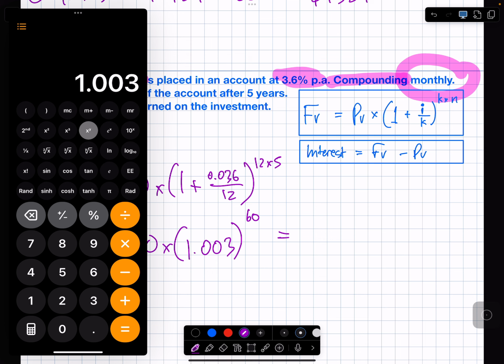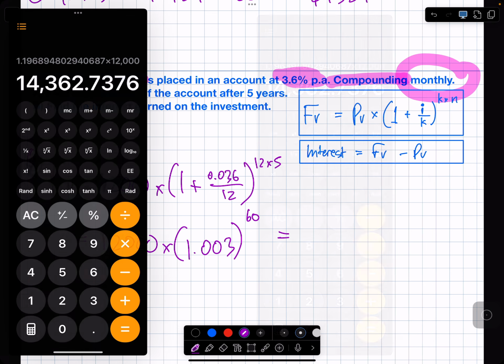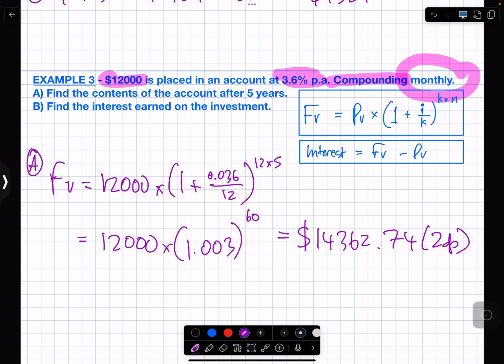1.003 to the power of 60. Leave that number in the calculator, times that by, how much did I put away? 12 grand. So that's telling me $14,362.74 to 2 decimal points. Find the contents of the account after 5 years. That's what we just did.